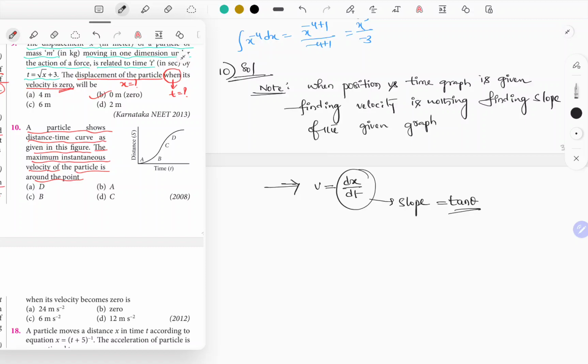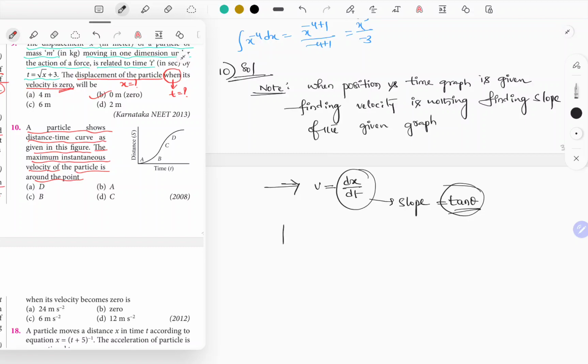First of all, I would like to explain the previous year questions. Then later, I'll upload whatever concepts are there in the content of the straight line chapter, all the chapters, as soon as possible. So finding velocity when a position versus time graph is given is nothing but finding the slope of the given graph. The slope of the given graph is nothing but tan theta.